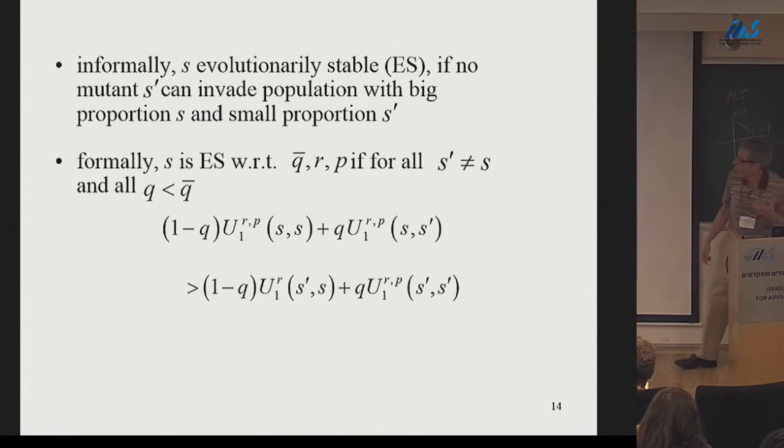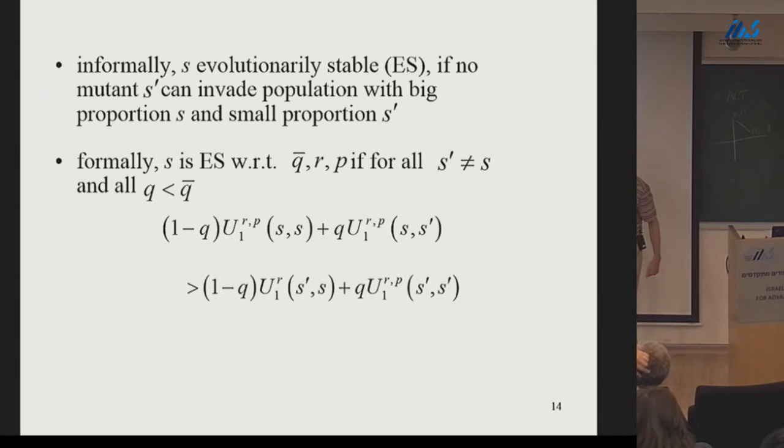And for Q less than Q bar, we want this inequality to hold, which just says that strategy S against a population consisting of S and S prime does as well against that population as any mutant strategy S prime. So this has to hold for all S prime.